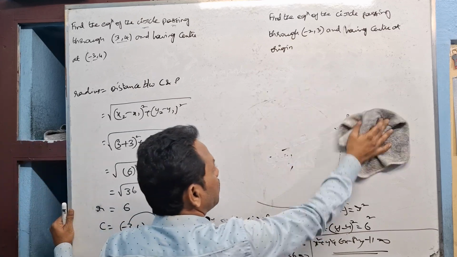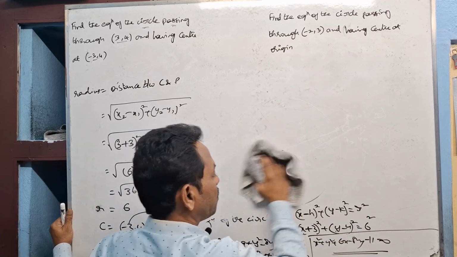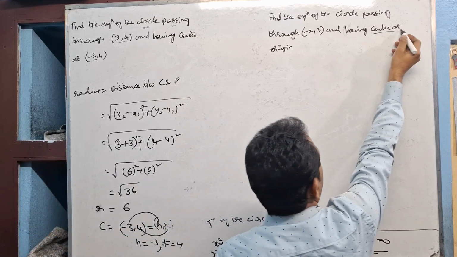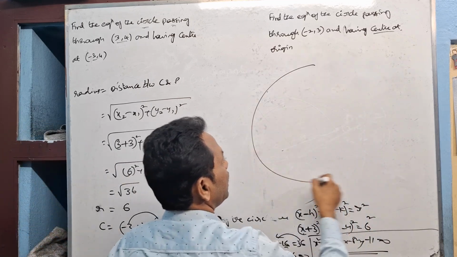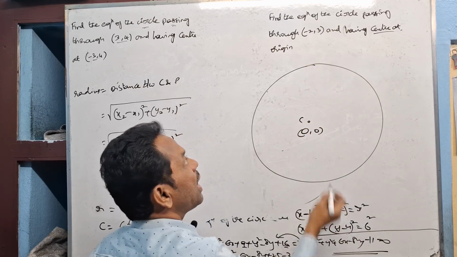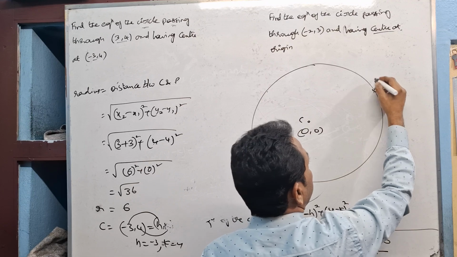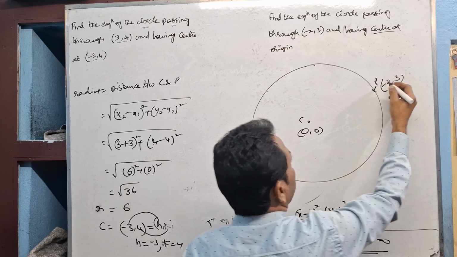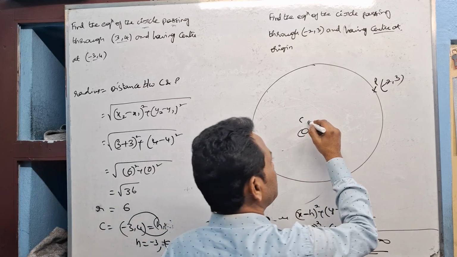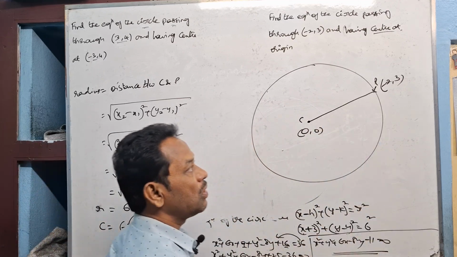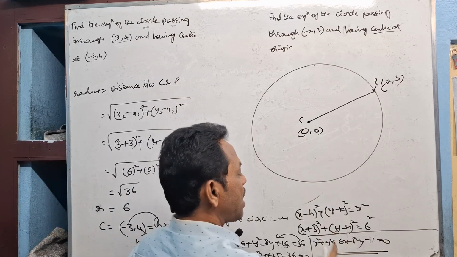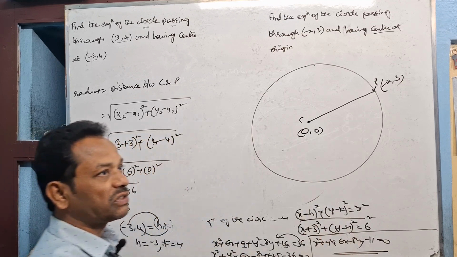Now in the second question, it is given that the center of the circle is the origin. Here our center is (0, 0), and the circle is passing through some point, (-2, 3). So here we need to find the radius. The radius can be found by joining C to P, like in the previous question. Then, after getting the radius, apply this formula to get the equation of the circle.